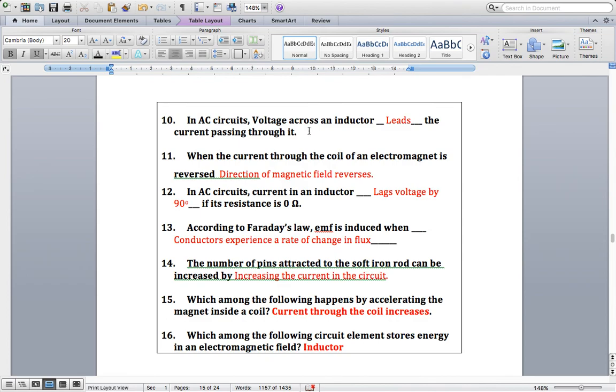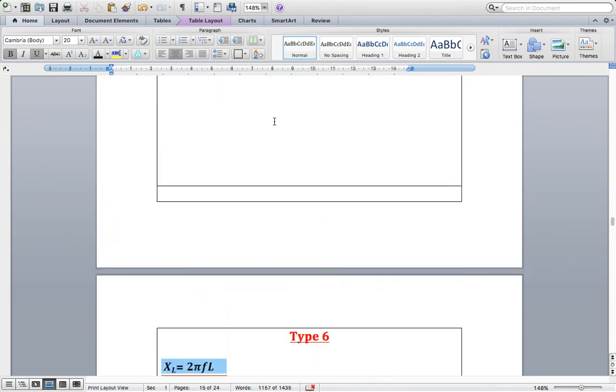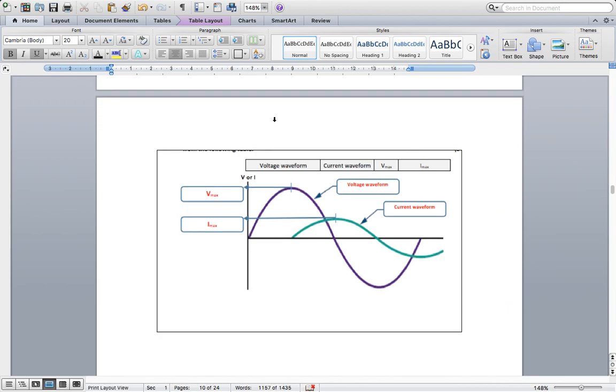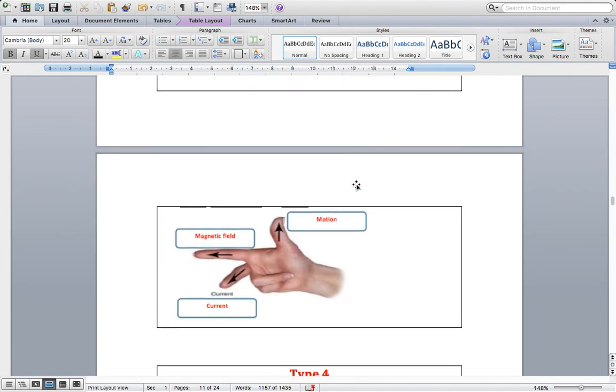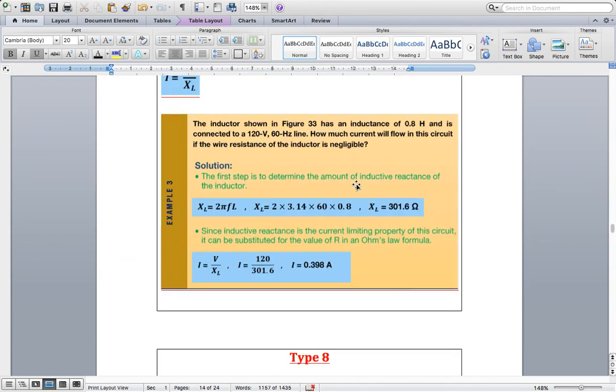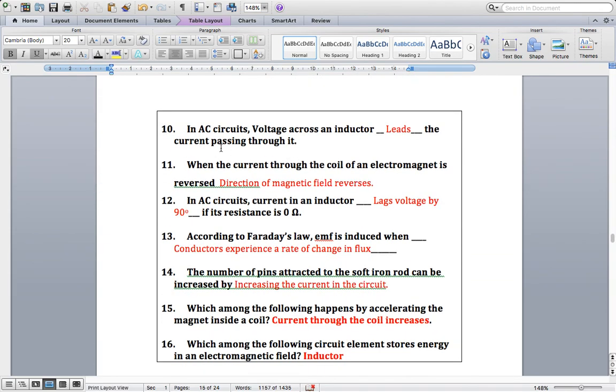In AC circuits, voltage across an inductor leads the current passing through it. I told you, in an inductor, voltage is the first wave. You remember in this one, in an inductor the first waveform was voltage, but in a capacitor it's the opposite. The first waveform was the current. So you should memorize these things. This is very, very important. You can expect the same question. In an AC circuit, voltage across the inductor leads the current passing through it. If it was a capacitor, current leads the voltage.